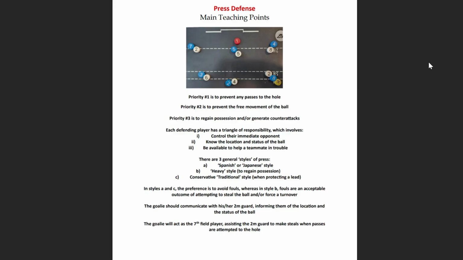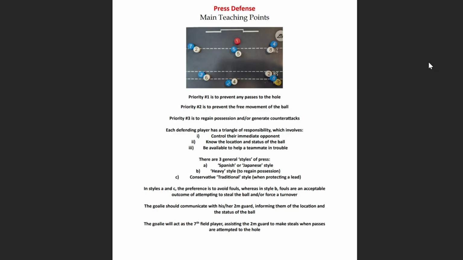In styles A and C, the preference is to avoid fouls. In other words, we don't want to stop the shot clock. We want to run down the shot clock as quickly as possible. That's the main reason for avoiding fouls. Whereas in style B, fouls are an acceptable outcome of attempting to steal the ball and or force a turnover. In this case, we are stopping the shot clock, and we are adding to the real time, the real possession time.